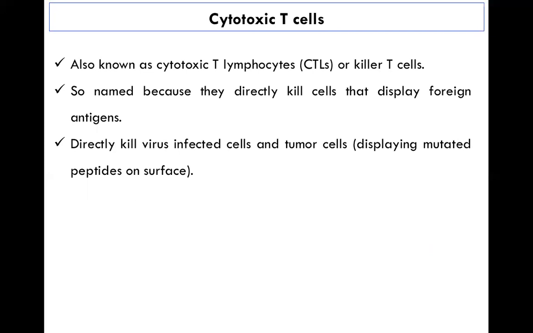What about the tumor cells? They display mutated peptides on their surfaces.